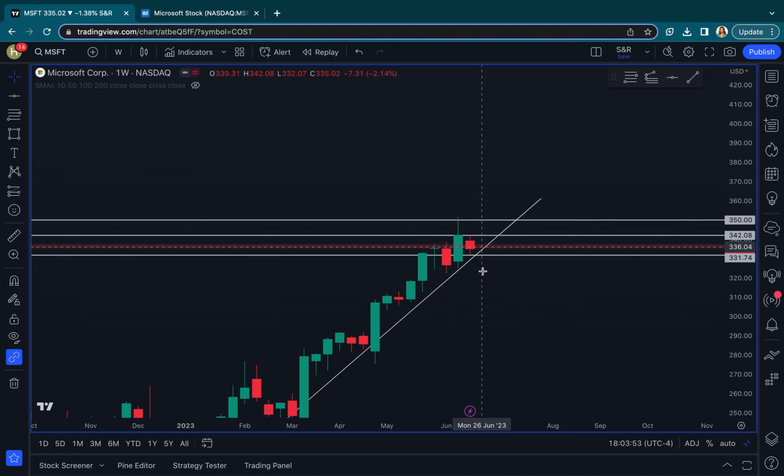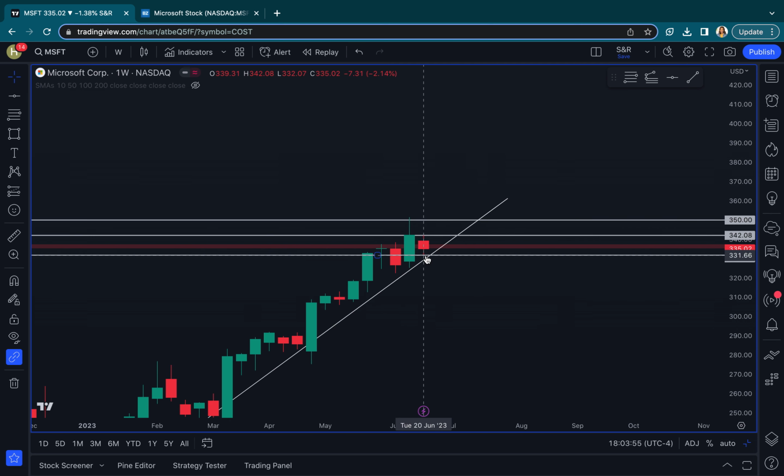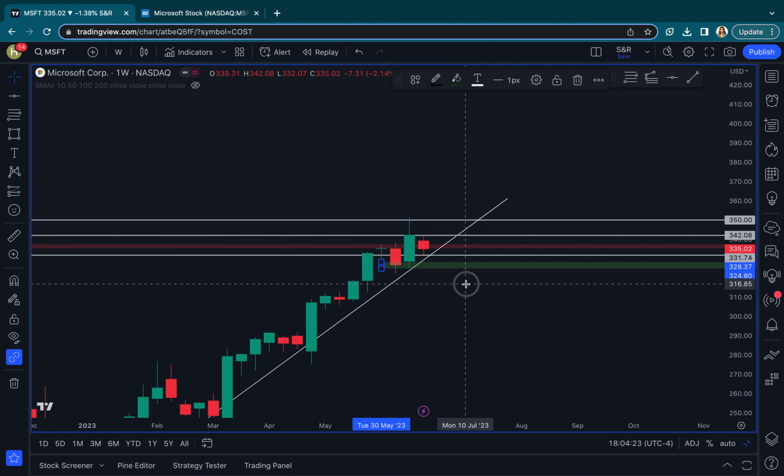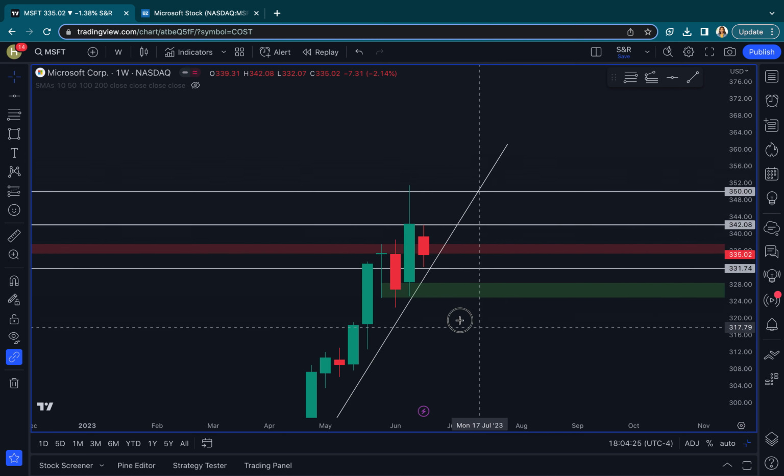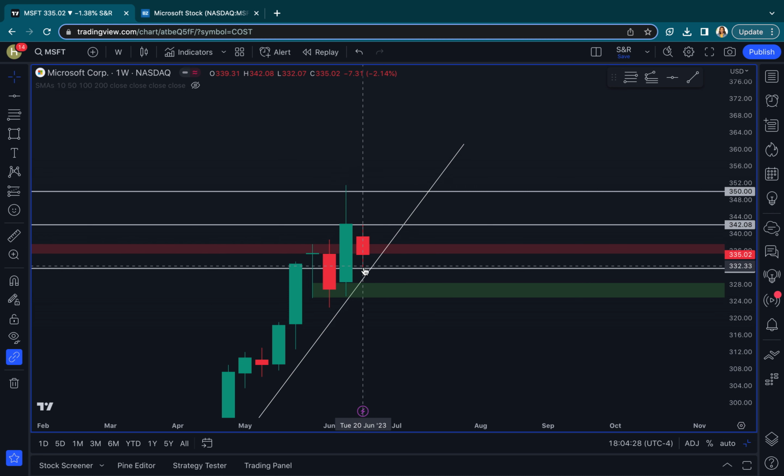So keeping an eye on that, but also just kind of watching to see if this 332 basically level can hold as support, and want to put another support level just right around here to keep an eye on. So I want to see if we lose that level, if this level can hold up.